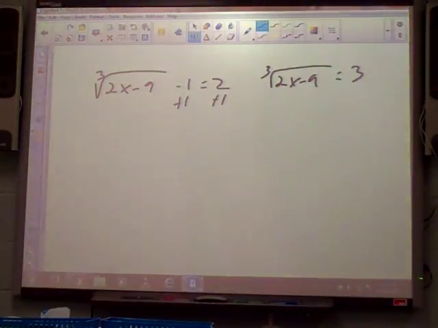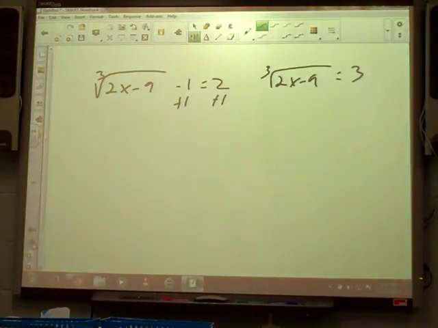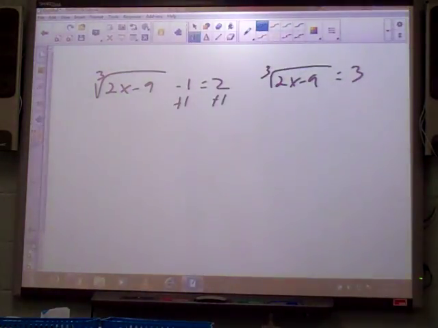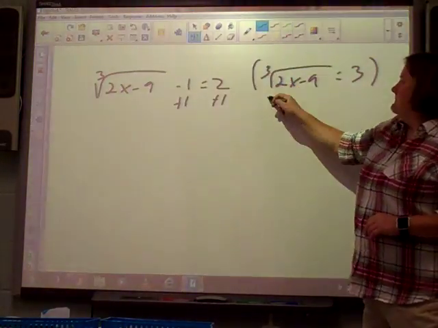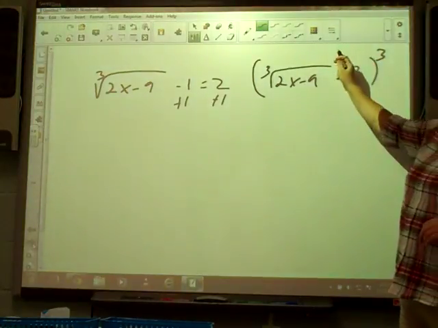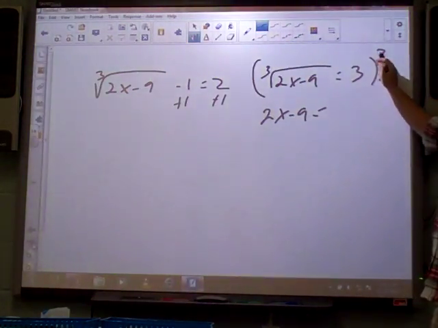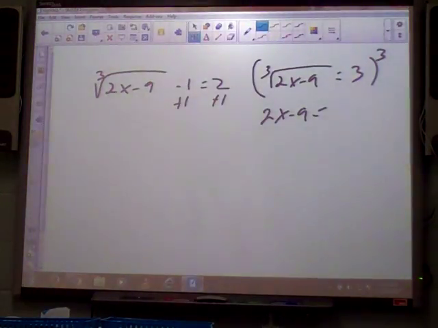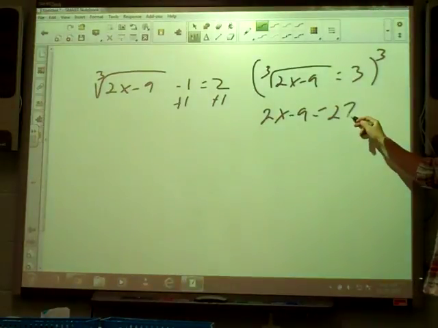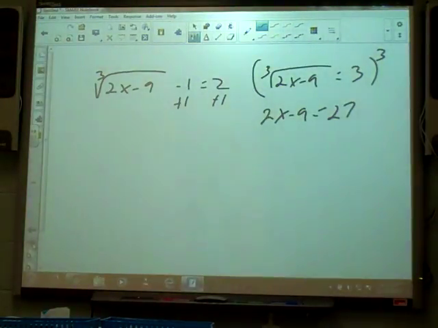Now, last problem it was being square rooted. This time it's being cube rooted. So what are we going to do to undo a cube root? Cube. Raise it to the third power. So here the third power and the third root cancel out. Now I've got to figure out what 3 to the third is. 3 times 3 is 9, times 3 is 27. Right? Now it's your two-step middle school equation.